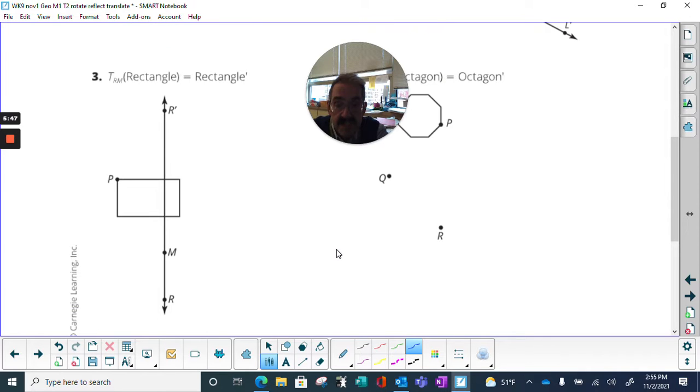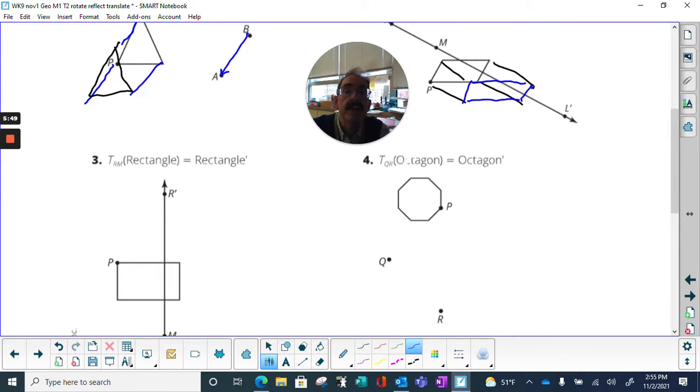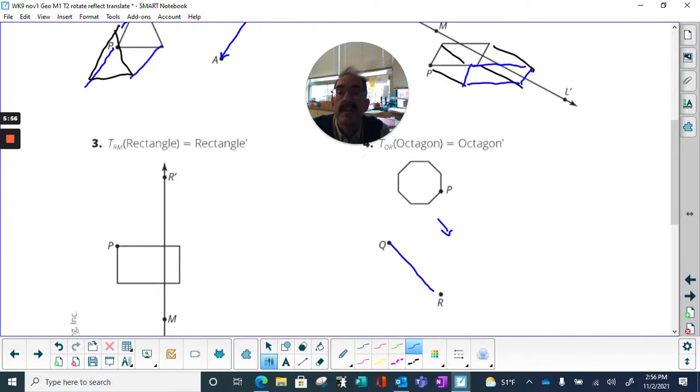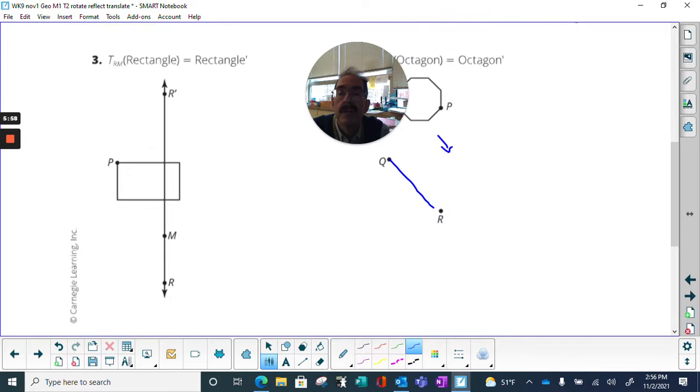These are all translations, okay? So translate from Q to R. So move this guy that direction. Translate from R toward M. Okay, so up. All right, so you try some more translation.